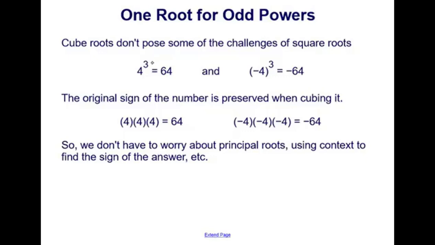For example, 4 cubed is equal to 64, but negative 4 cubed is equal to negative 64. The original sign of the number is preserved when cubing it, because 4 times 4 times 4 is equal to 64. When 4 is positive 4, we have a positive product. And negative 4 times negative 4 times negative 4 is equal to negative 64. We have a negative product. So we don't have to worry about principal roots or using context to find the sign of the answer. It will come when you take the cube root. You'll see it in the original problem right away.